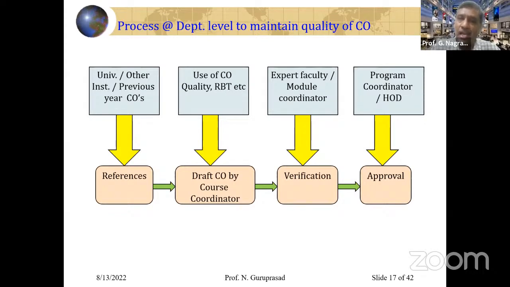Now, why is this target required? The target is required to ensure that the attainment is done in a very, very proper way. Because as a teacher, I would always like to fix the target and try to see whether they are in a position to achieve the target or not.